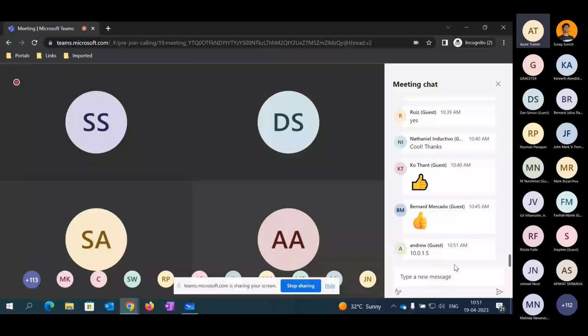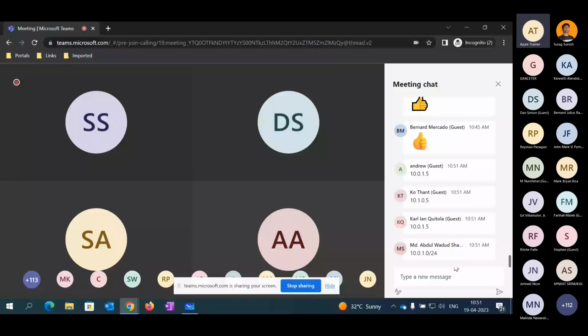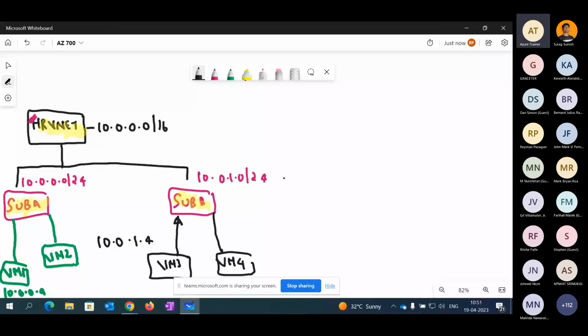It's 10.0.1.5, right? Because if you take the whiteboard, what is the address range you have? The 10.0.1 series. This one got 1.4, so obviously this is going to get 10.0.1.5. Let's go and see that.